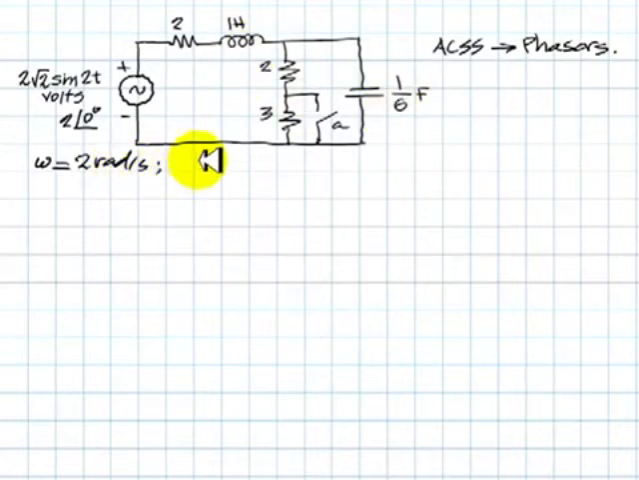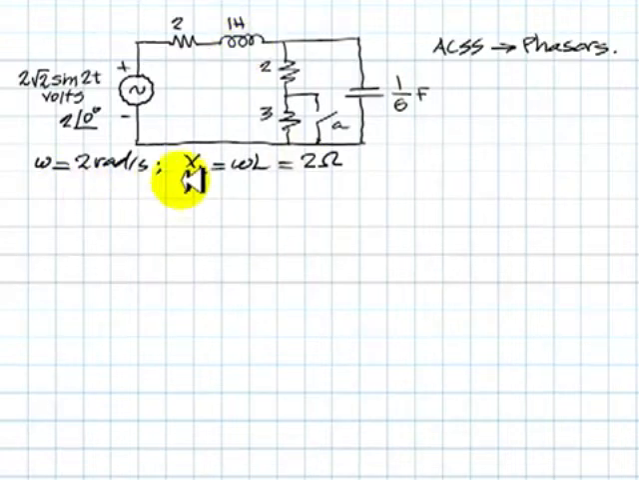That is the next step. Reactance of the inductor, omega L, 2 times 1 is 2 ohms. The reactance, right? The impedance is j times the reactance, would be j2 ohms. So we can write that in a moment.